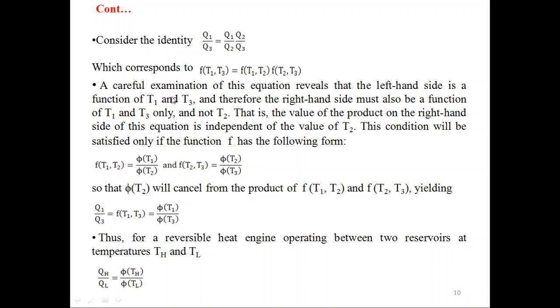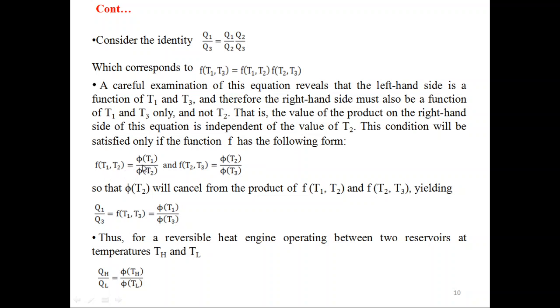A careful examination of this equation reveals that the left hand side is a function of T1 and T3, and therefore the right hand side must also be a function of T1 and T3 only, not T2. That is, the value of the product on the right side of this equation is independent of the value of T2.